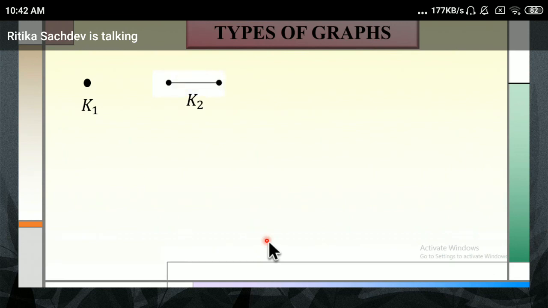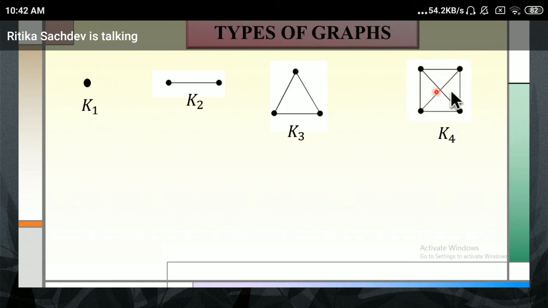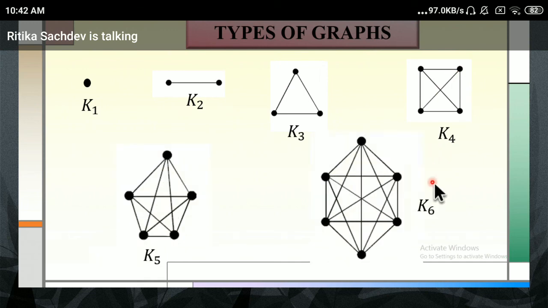And these are the graphs. You can see K1 has only one vertex and no edge. K2 has two vertices and only one edge. K3 has three vertices and three edges. Now, if I have to find out how many edges are there in a complete graph, we said it is n into n minus 1 by 2. If I take n as 3, I'll get 3 into 2 by 2, which is 3. Similarly, for K4, there'll be 6 edges, 4 into 3 by 2, which will be 6. And then K5 and K6. This is what we had seen in the last session.